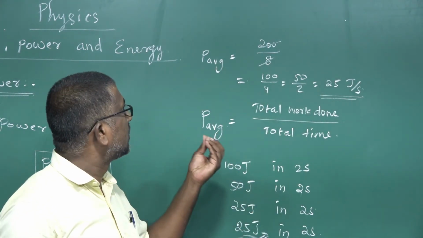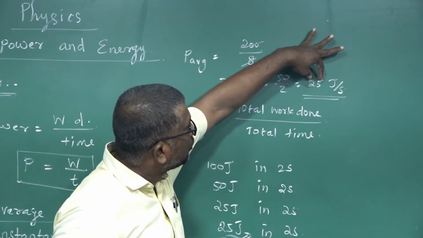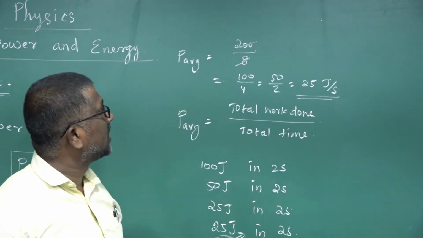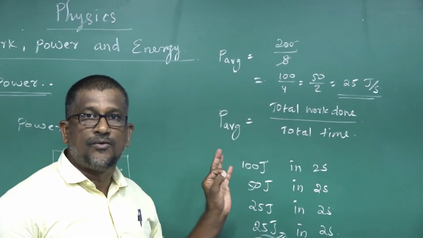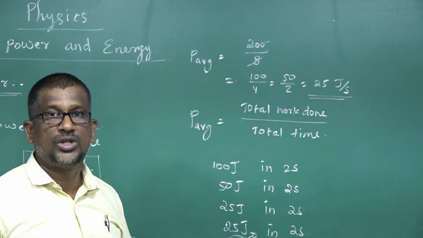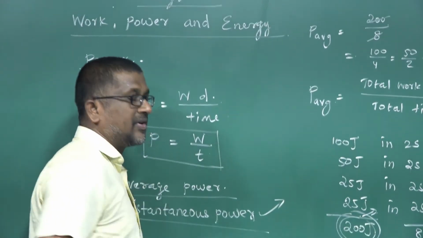Okay, average power of a person is 25 joule per second. It means he does 25 joule of work for every second. So average power is defined as the ratio of total work done to the total time taken. Next we go for instantaneous power.